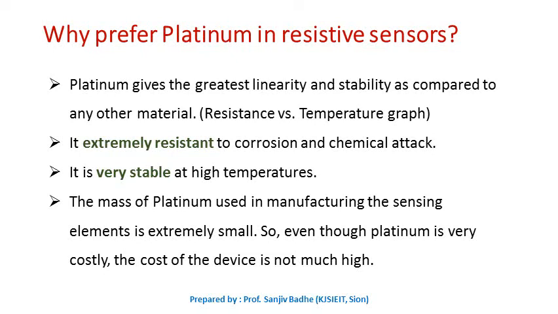In the last slide, we have seen that we can have copper resistive sensors or nickel resistive sensors also. So, why prefer platinum in resistive sensors? Because we know platinum is costly, but still we are going for it. So, what is the reason? The main reason is the resistance versus temperature graph of platinum. It is the most linear and stable as compared to other materials.